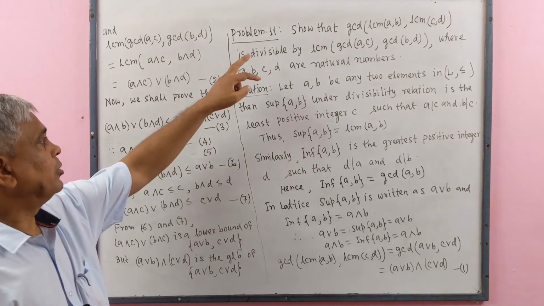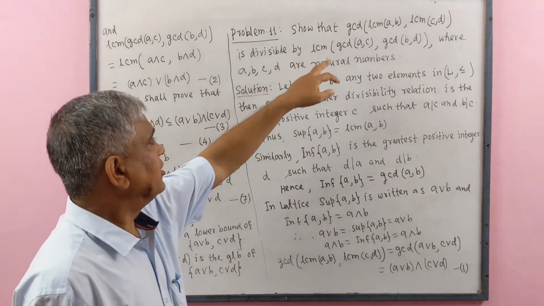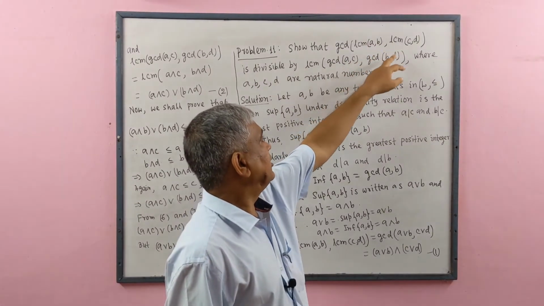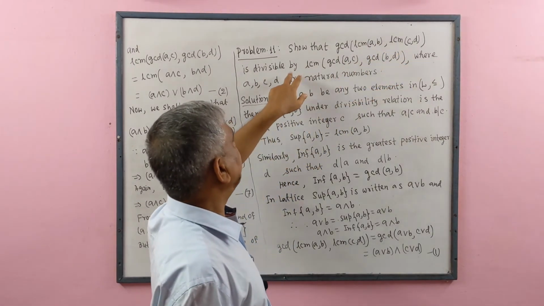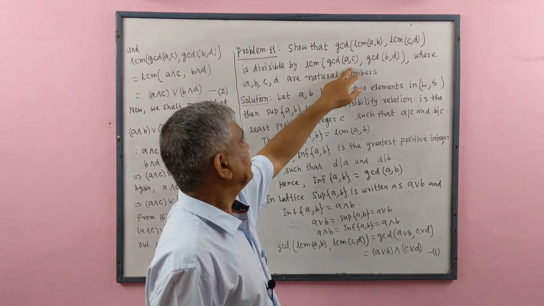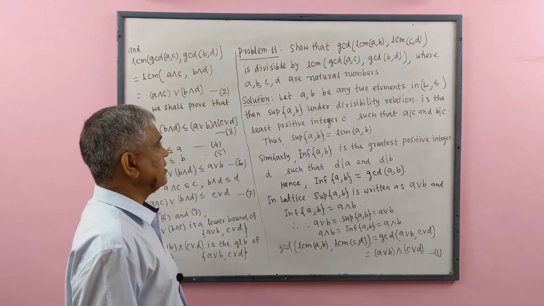Now we solve problem 11. The problem is: show that GCD of LCM of AB and LCM of CD is divisible by LCM of GCD of AC and GCD of BD, where A, B, C, D are natural numbers.